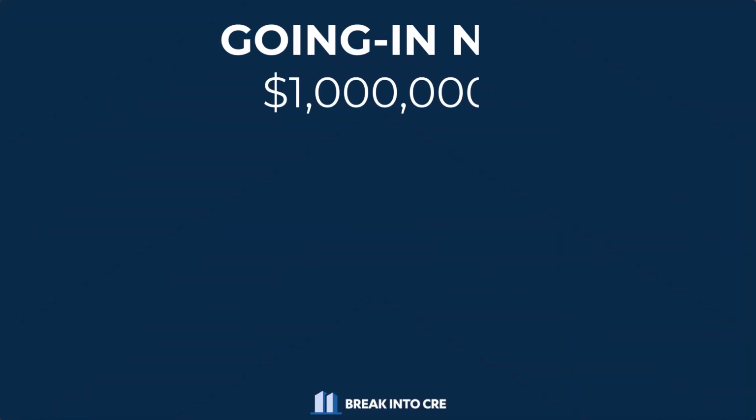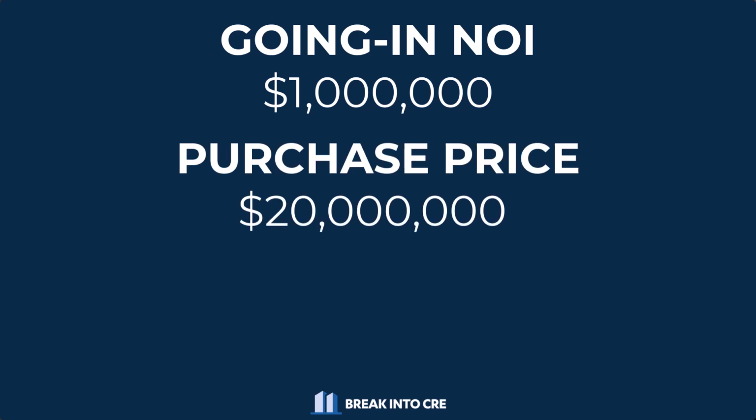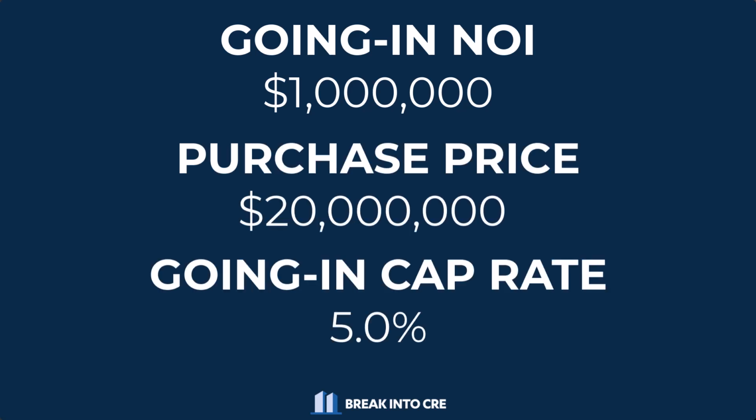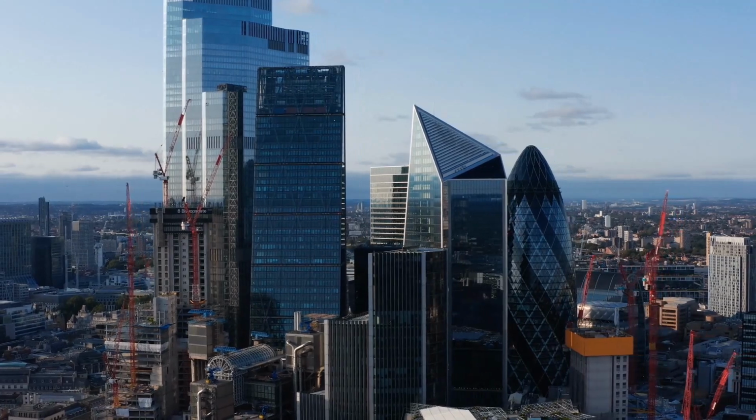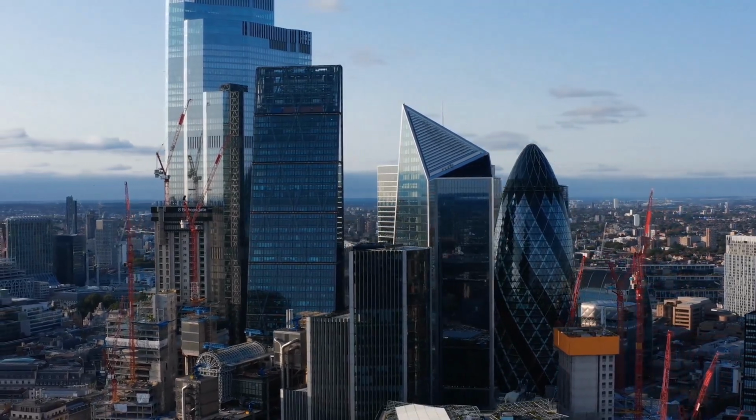And to use an example here, if we were to buy a property with a projected going in net operating income of $1 million and we paid $20 million to acquire the deal, that going in cap rate would be 5%. However, even though this 5% value represents a going in unlevered yield based on current operations, if we plan to improve the property in any way, the stabilized yield on the investment might end up looking substantially different.